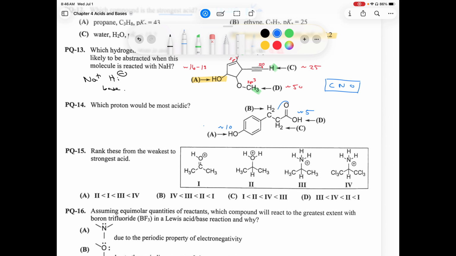This one's next to this carbonyl, so I'm going to say it's going to be close to 19-ish, something like that. And for this one here, this benzylic carbon here, if you were to deprotonate that, the negative charge is going to be stabilized by the aromatic ring. So I would just say less than 50, definitely less than 50, which it most certainly is. But either way, you can see that by far, the one that's part of the carboxylic acid is the most acidic. It has by far the lowest pKa.